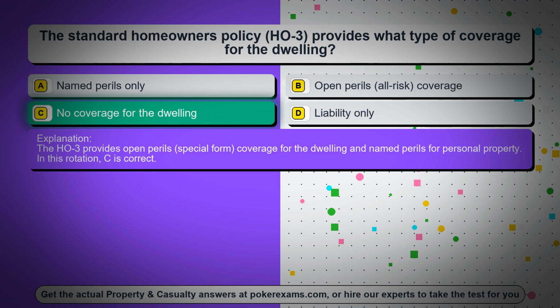The HO3 provides open perils, special form, coverage for the dwelling and named perils for personal property. In this rotation, C is correct.